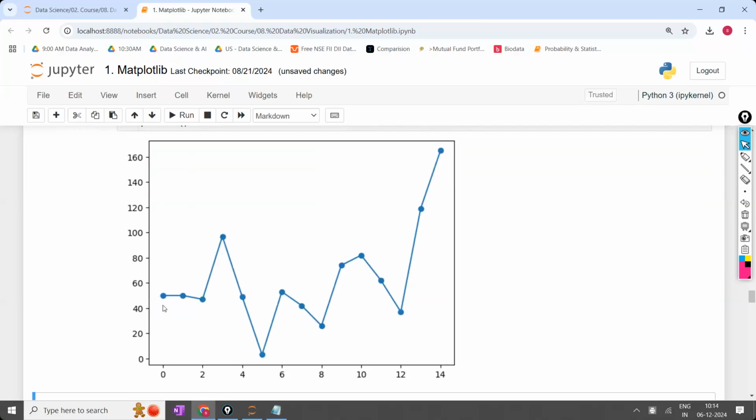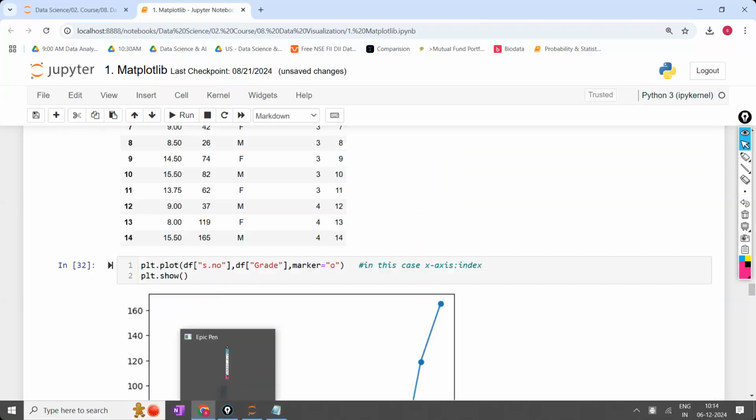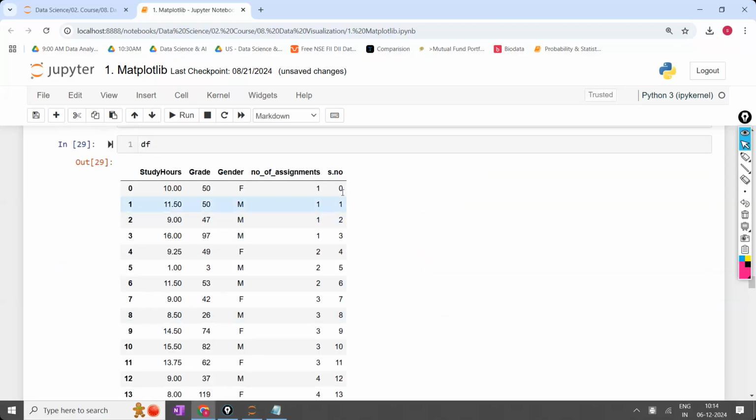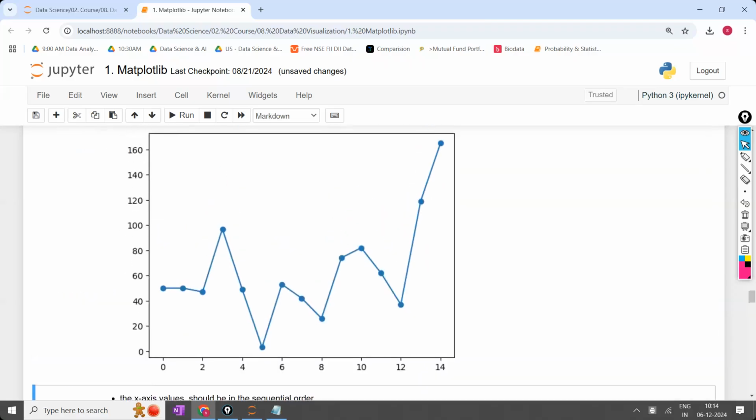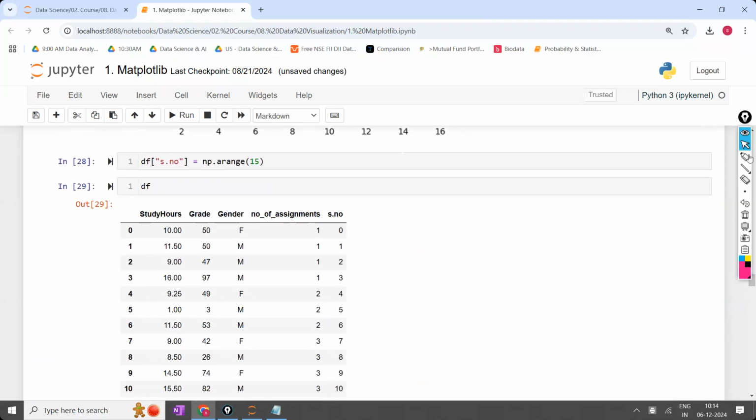So it is going to take the first data point, second data point. In your data set, what is the first data point? What I have considered on the x-axis is serial number. What is on the y-axis? Grade. So what is the first record? 0, 50 is the first data point. What is the second one? 1, 50. What is the third one? 2, 47. 3, 97. Just observe.